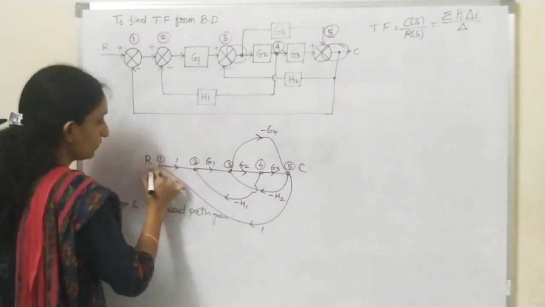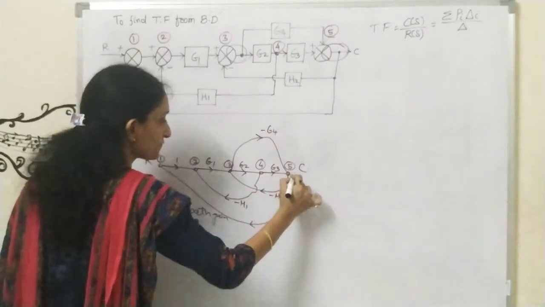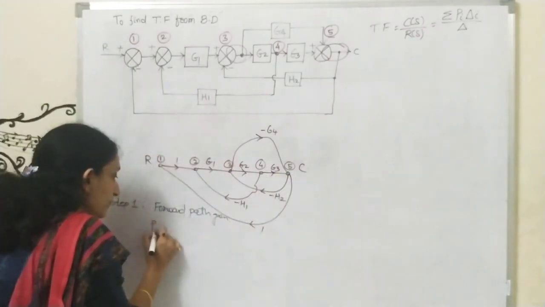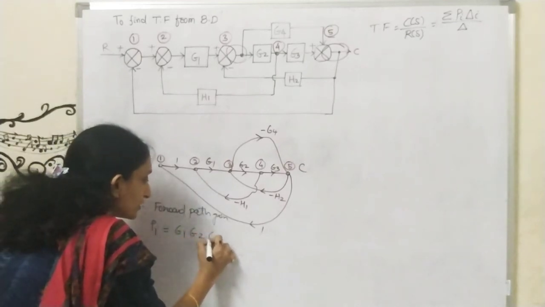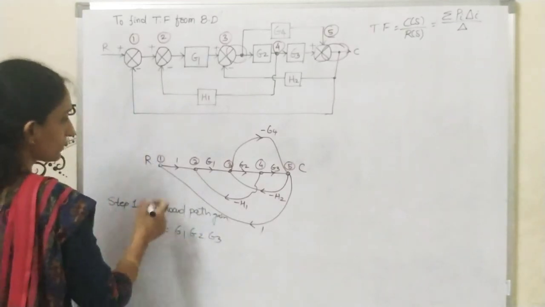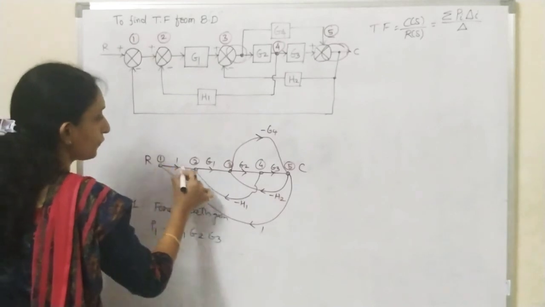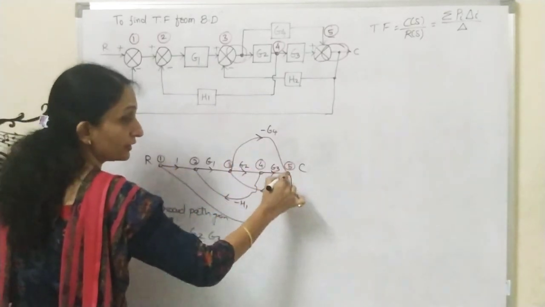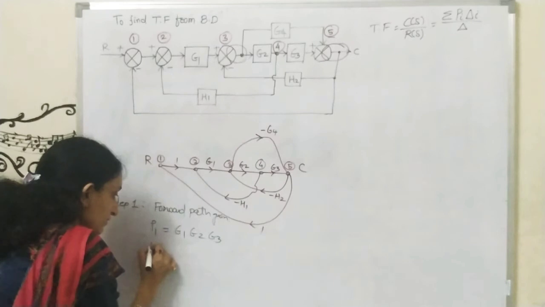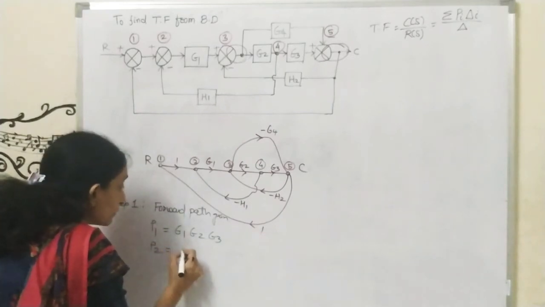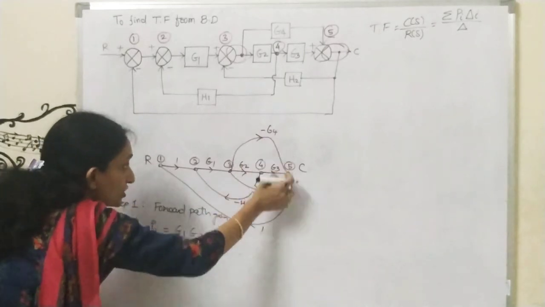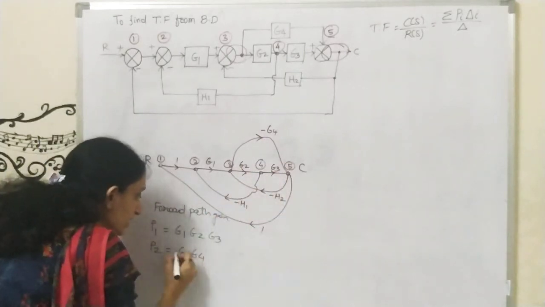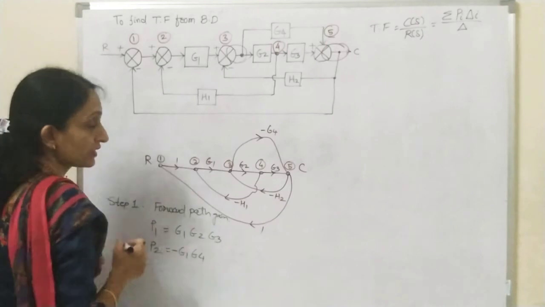Look at this, starting from input to output, this is the first forward path, so P1 is equal to G1, G2, G3, the forward path gain. So this is the first forward path. Now see the direction. Here a second forward path is there, G4, going towards the output, so I need to consider the second forward path. P2 is equal to 1 into G1, so I write G1, and here G4 is there with a minus, so minus G1 G4 is the second forward path.